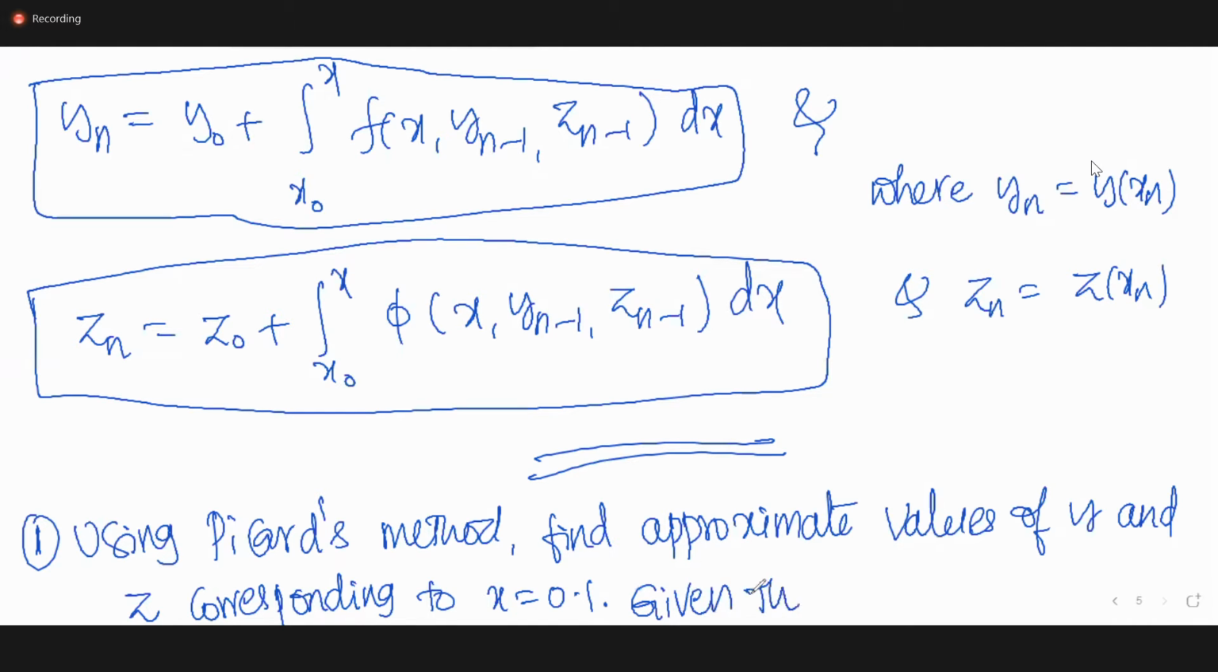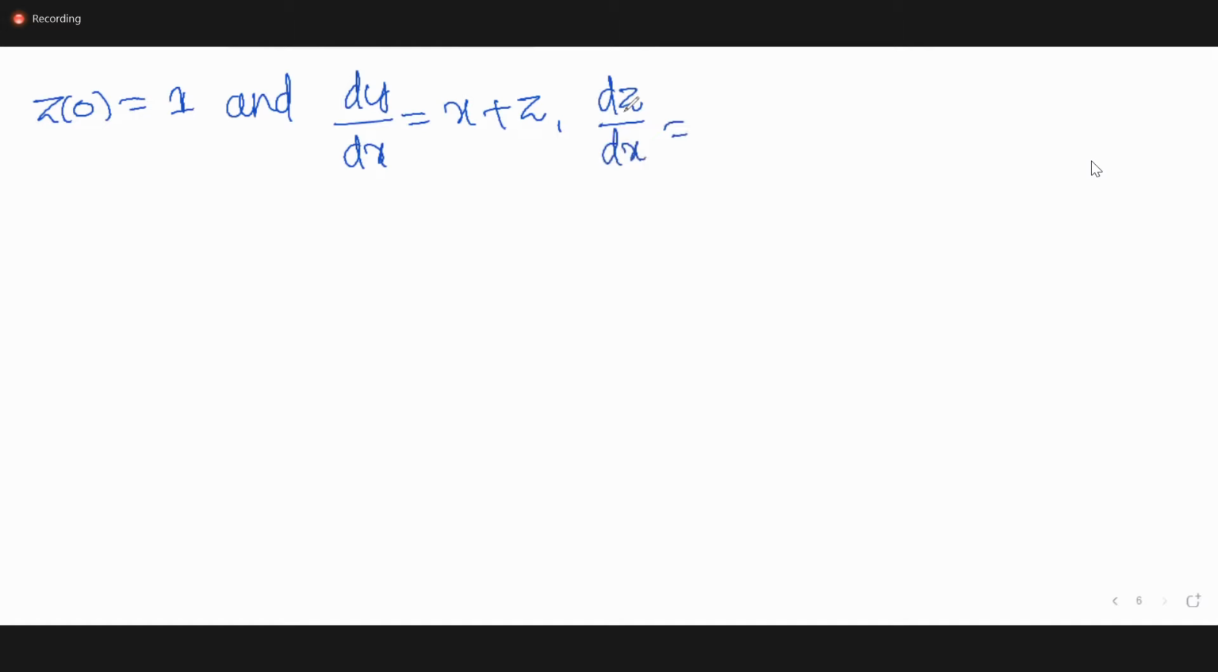Given that y of 0 is equal to 2, and z of 0 is equal to 1, and dy by dx is equal to x plus z, and dz by dx is equal to x minus y square.